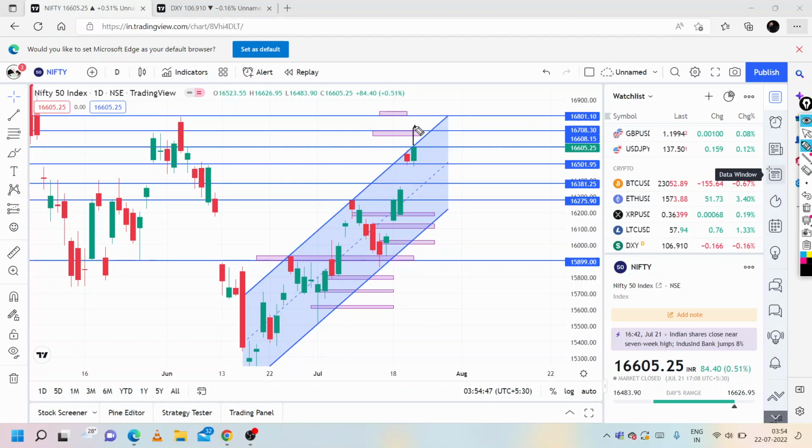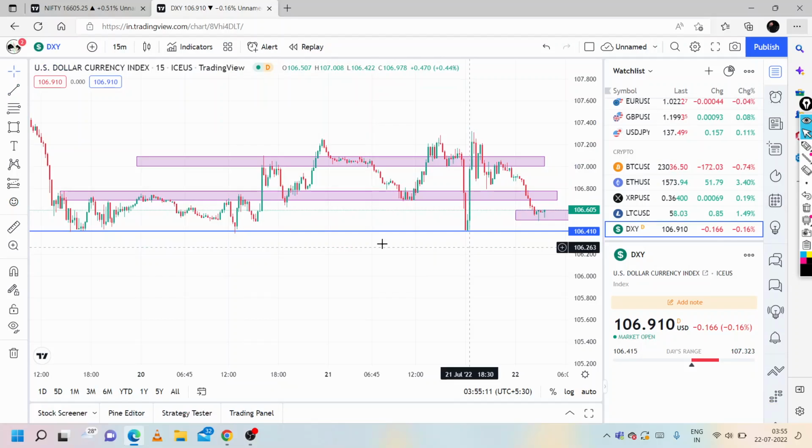somewhat around here, and if it has to come back, it will take a resistance either from 15,800 or 15,700 and it will come back again. Till then, the market will be slightly bullish because of the short covering. So now we will look at the market view based on some other factors.